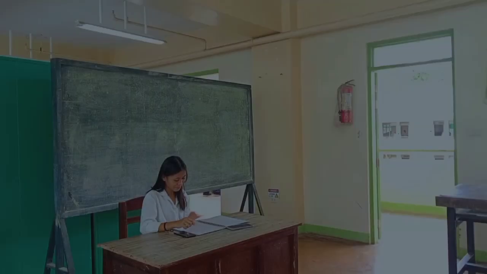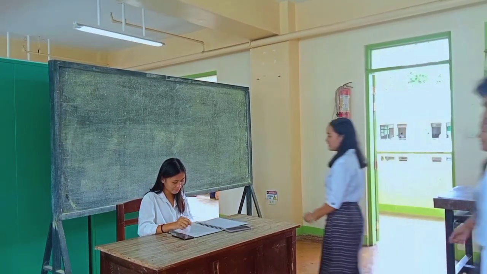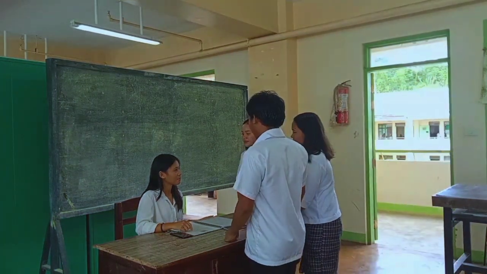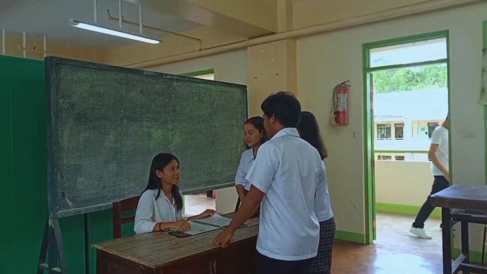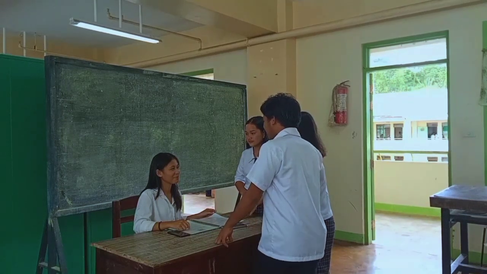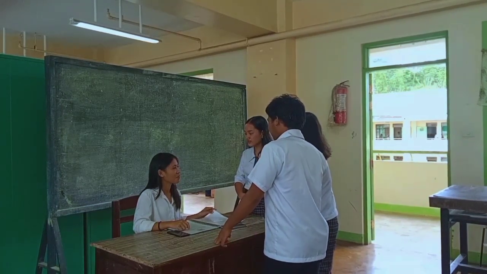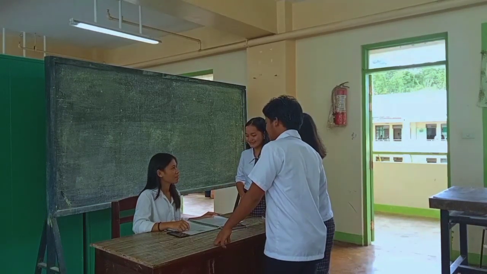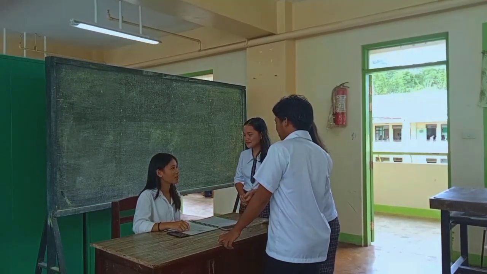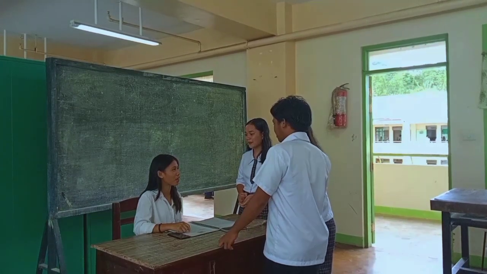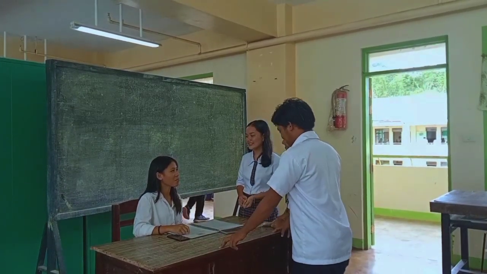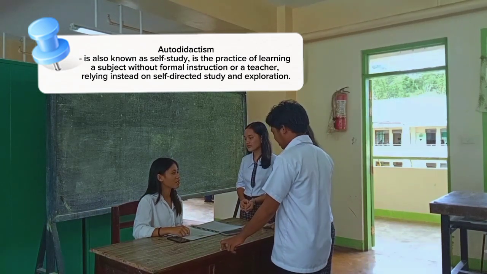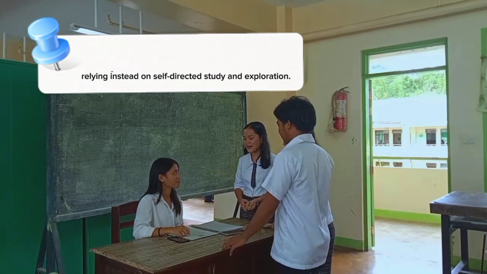Hello, class. Ma'am, excuse me, ma'am. When are we going to take the final examination? Yes, ma'am, when? I have a suggestion, ma'am. Why don't we study in advance with our classmates? Yes, ma'am. Why not? Oh, okay, that is a good idea. Since the final examination for this school year 2024 to 2025 is fast approaching, I am allowing you all to do autodidactism or self-study for our subject mathematics. Okay, ma'am. Thank you.